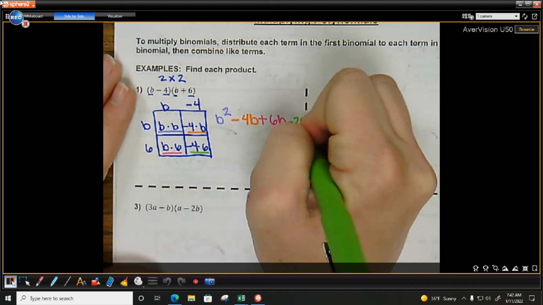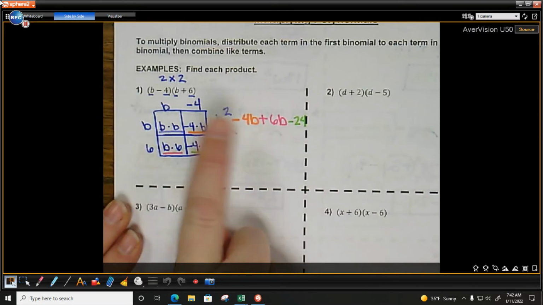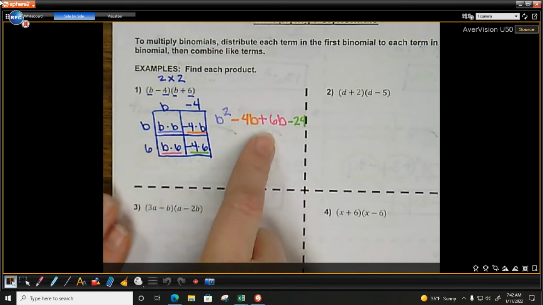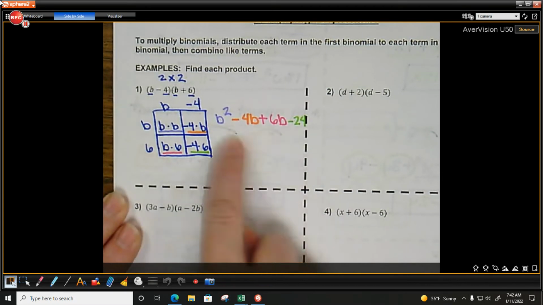Negative 24. Okay. So, the boxes represent the factors that you're multiplying together. Okay. Then when I take them out, they're now my terms that we are adding and subtracting. Okay. Do I have any like terms here?